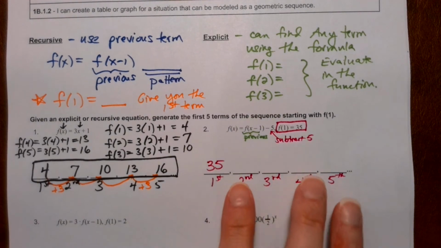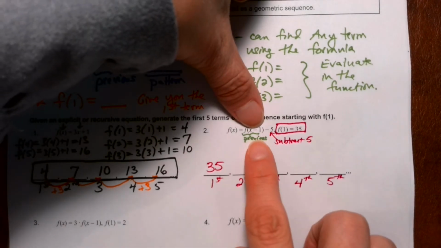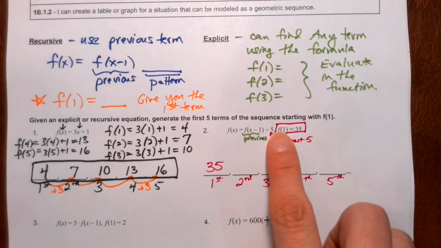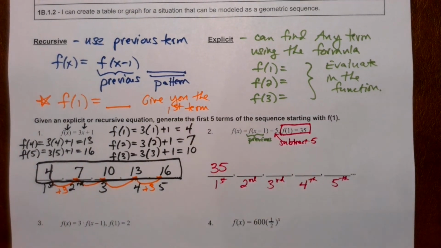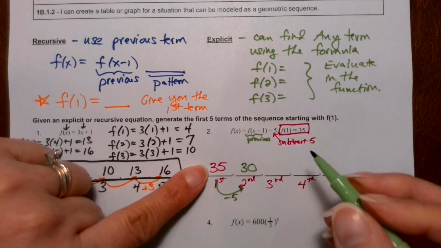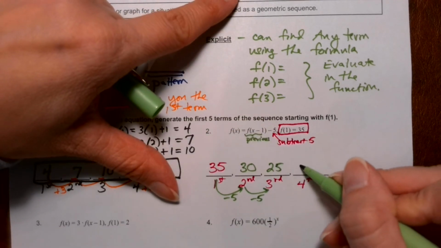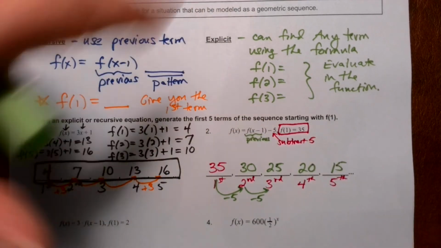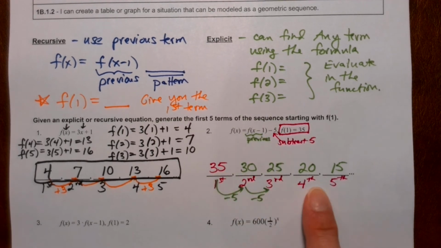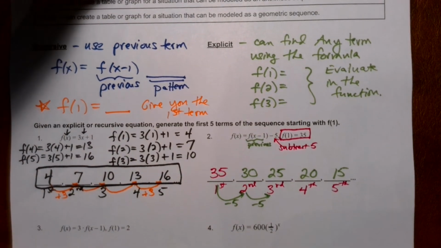Now how am I going to calculate with recursive? It might be a little easier. It says take the previous one and subtract 5. So I'm just going to do a pattern. I'm going to subtract 5 and say that the second term is 30. I'm going to subtract 5 and say 25. Subtract 5, subtract 5. So when it's recursive, you take the previous one and you do the pattern. When it's explicit, you plug the numbers in.